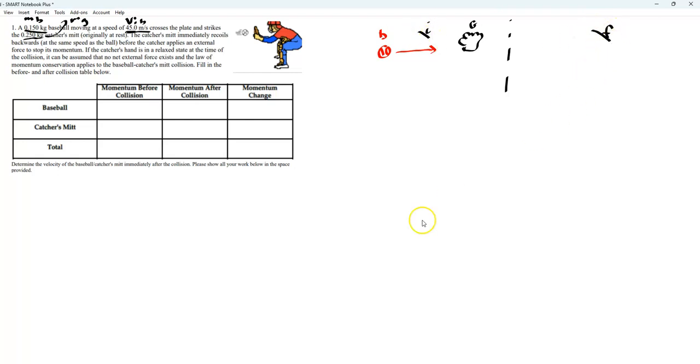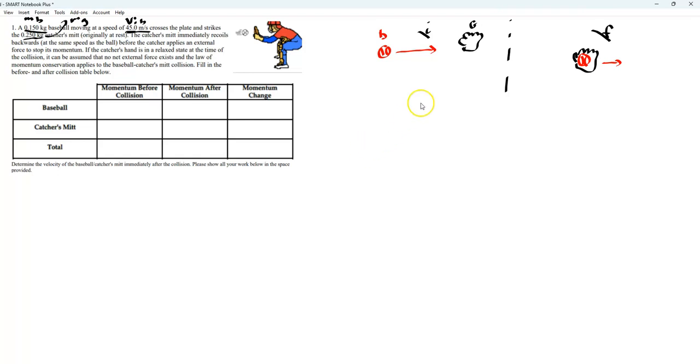After the ball hits the glove, it gets caught in the glove, so they are now stuck together. Okay, and they're going to move together with some common speed. So the ball should slow down, the mitt should speed up, and they're going to move together to the right, because the original momentum of the situation was to the right, and afterwards it would be to the right as well.